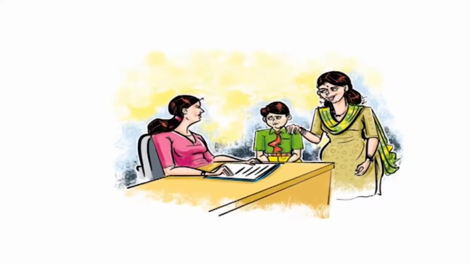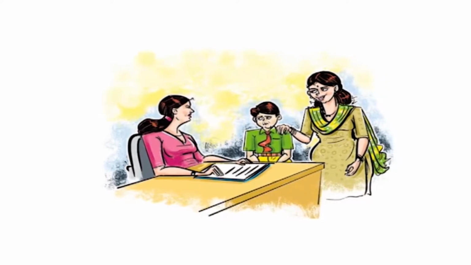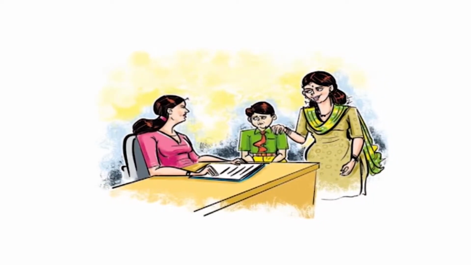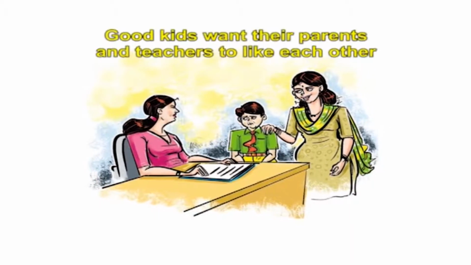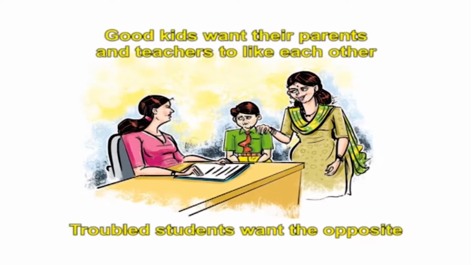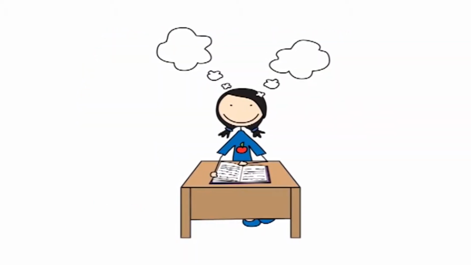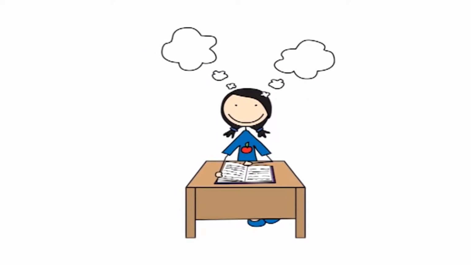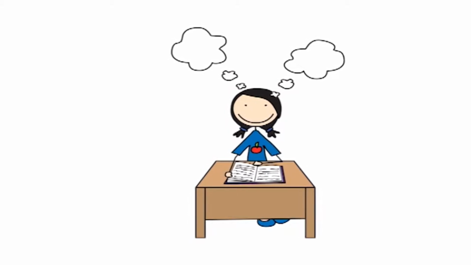So, parents and teachers judge each other constantly, and the sources of their judgments are kids, often with a vested interest. Good kids want their parents and teachers to like each other. Troubled students want the opposite. Many children can, in their eyes, benefit from animosity between parents and teachers, and they play one against the other. This is a dysfunctional form of communication.